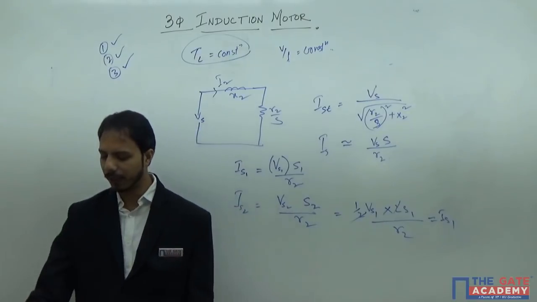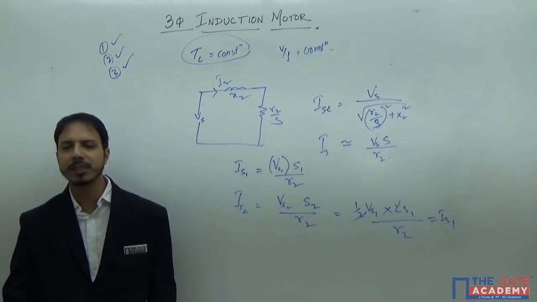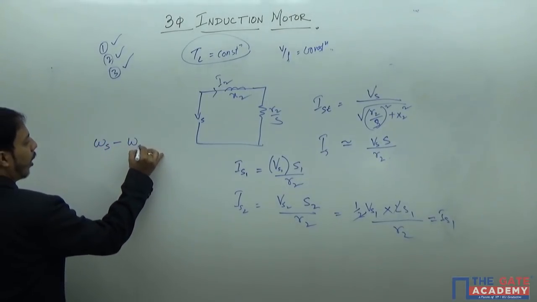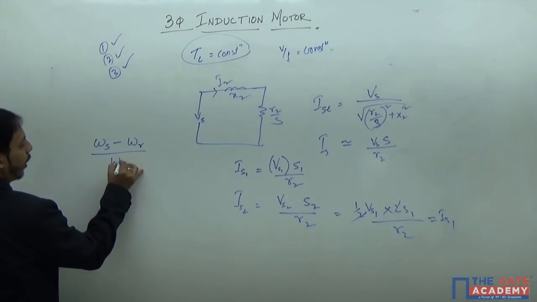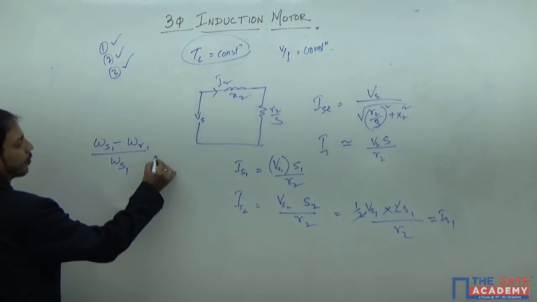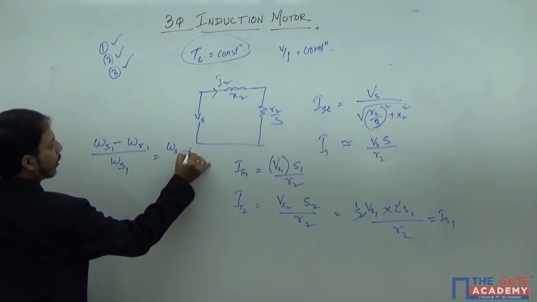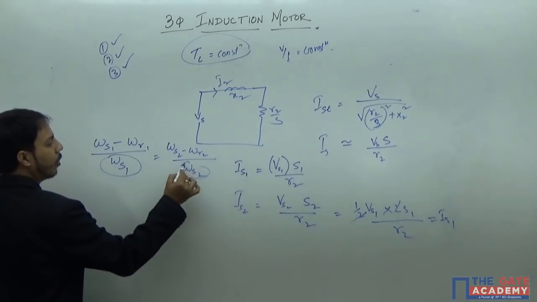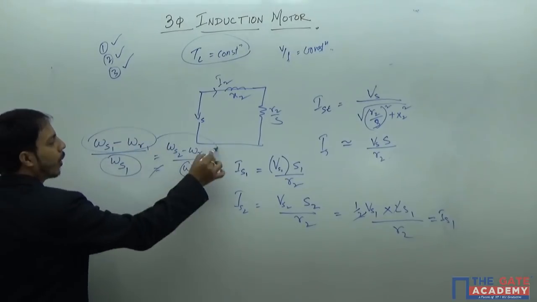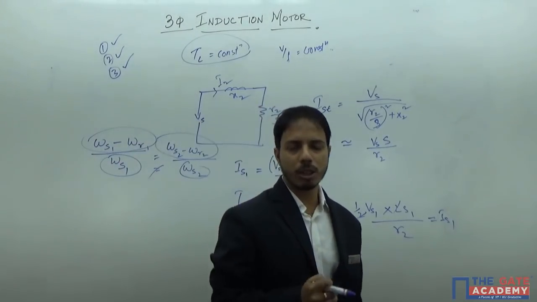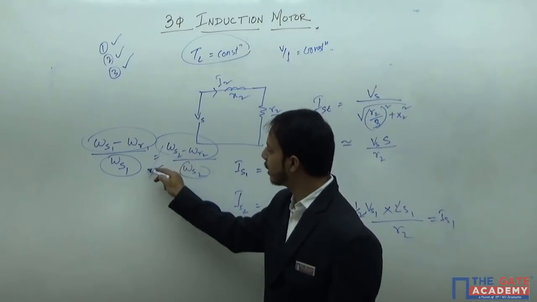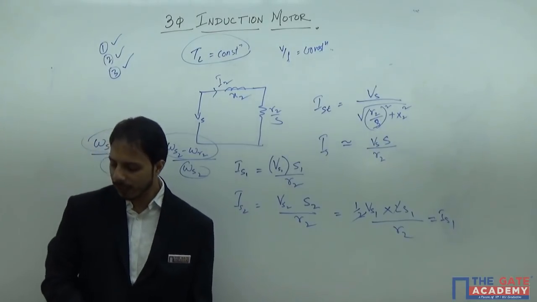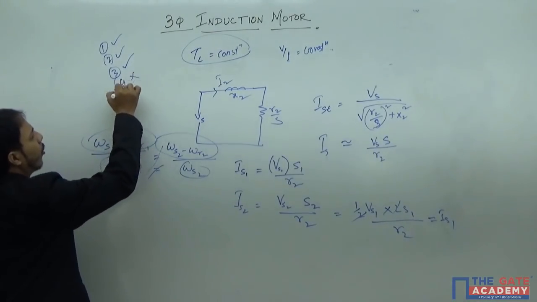Let us see the fourth statement. The fourth statement is that the per unit slip remains the same. Per unit slip means omega S minus omega R by omega S. For the second case, omega S2 minus omega R2 by omega S2. Now you see, the numerator is equal, but the denominator is not equal. That means this expression of the per unit value in both the cases will not be the same. That means the fourth statement is wrong.